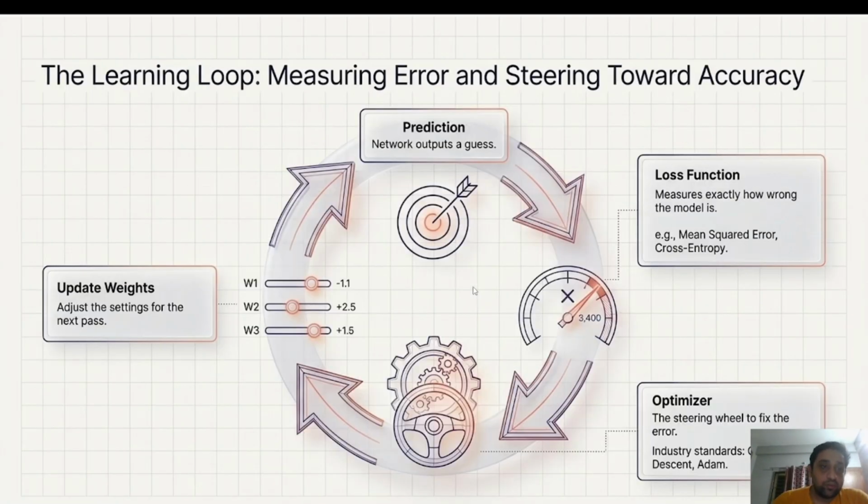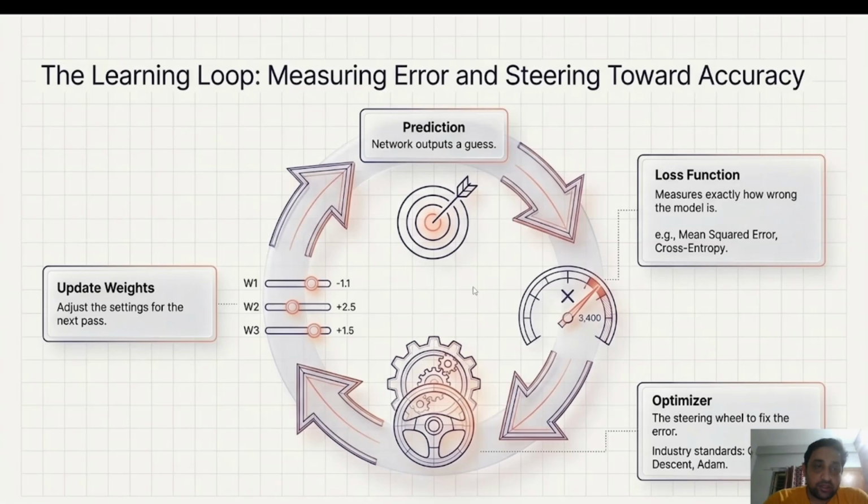Now, the learning loop: measuring error and steering towards accuracy. Here's the question everyone eventually asks. Okay, I understand the structure, but how does it actually learn? How do the weights get set to the right values? The answer is a process called backpropagation, and it works in a continuous loop with four steps. Look at the diagram.